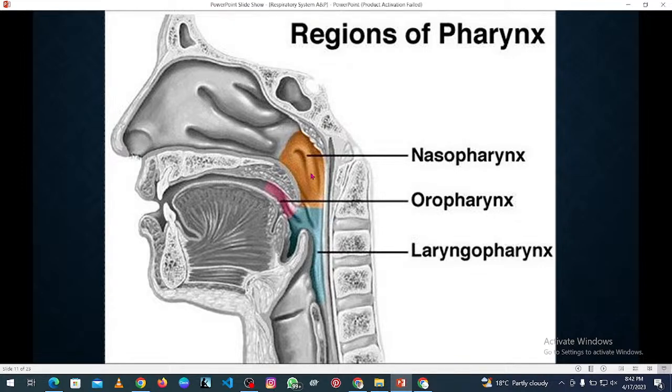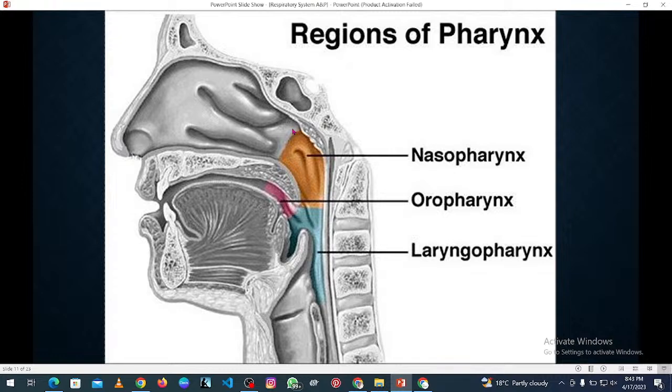So the pharynx is subdivided into parts. We have the nasopharynx, we have the oropharynx, and then we have the laryngopharynx. The laryngopharynx is just posterior. Let me start with the oropharynx.